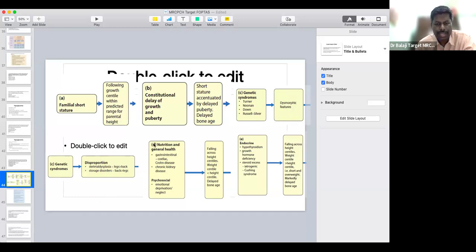Then the nutritional causes. In nutritional, you should understand, like celiac, Crohn's disease, chronic kidney disease, the weight will be more affected than the height. So that you should understand. In endocrine, height will be more affected, bone age will be more affected, weight will not be that affected. In fact, they will be a bit plump. Hypothyroid will have a weight gain, so they will have a bit more weight, but height will be more affected. Okay.